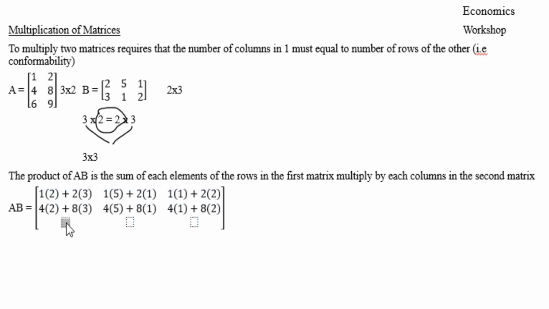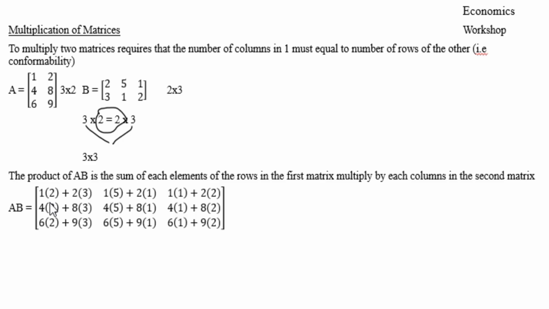And lastly, the last row, which is 6 and 9, we have 6 multiplied by 2 plus 9 multiplied by 3. We have 6 multiplied by 5 plus 9 multiplied by 1. We have 6 multiplied by 1 plus 9 multiplied by 2. So that's how to find the product of two matrices.